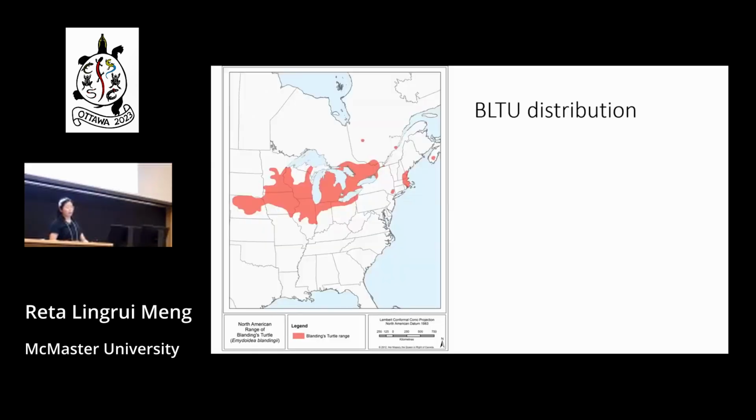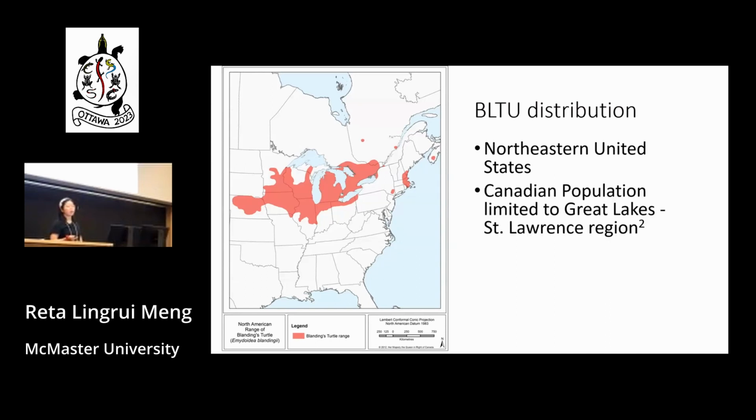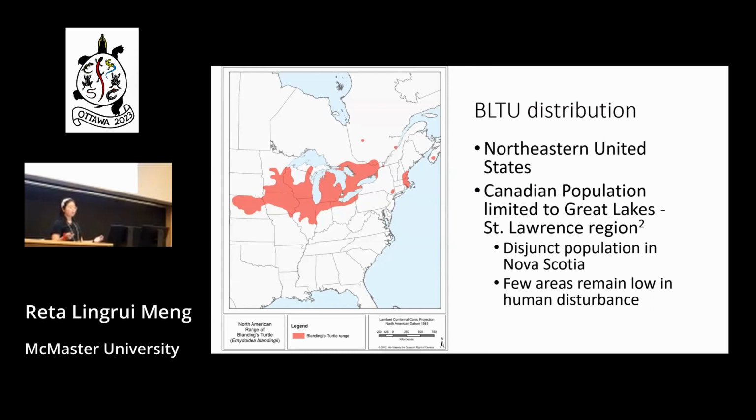And they're distributed, you've probably seen this map before. The red area is where they are distributed across North America. You can see a lot of their distribution is in the northeastern United States, actually, and unfortunately, a very human dense area as well. And then in the Canadian area, we have a localized range that's mostly limited to the Great Lakes St. Lawrence region, with a distinct population in Nova Scotia. And as you can tell, based on this map and just our general geography, there are very few areas within this red area that remain low in human disturbance.